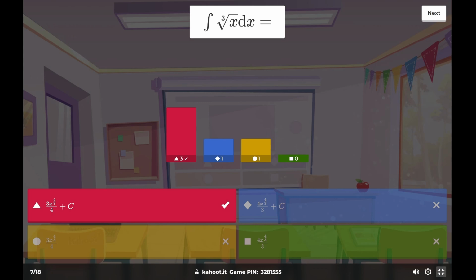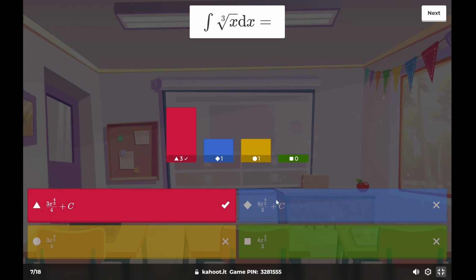Yes, this one is also good to convert into rational exponent. So this one is x to the power of 1 over 3. This means I need to increase the exponent by 1, so that's why we have the exponent of 4 over 3 in each answer. So we have x to the power of 4 over 3, and again over 4 over 3.